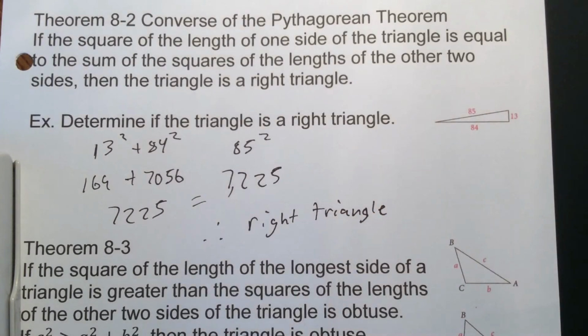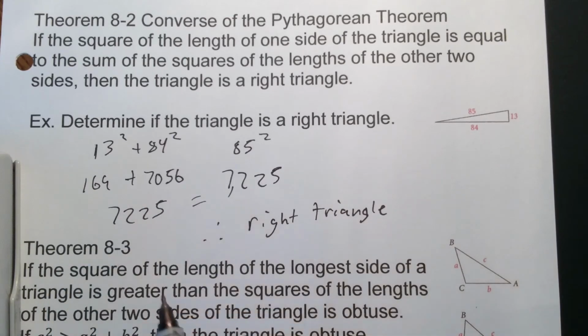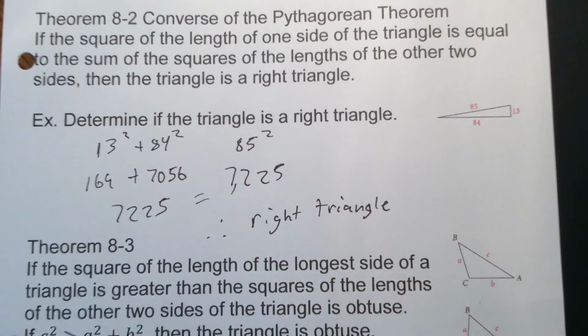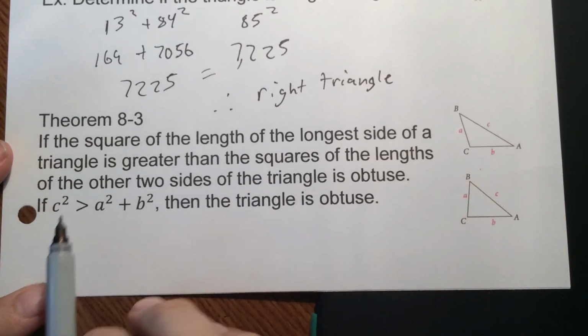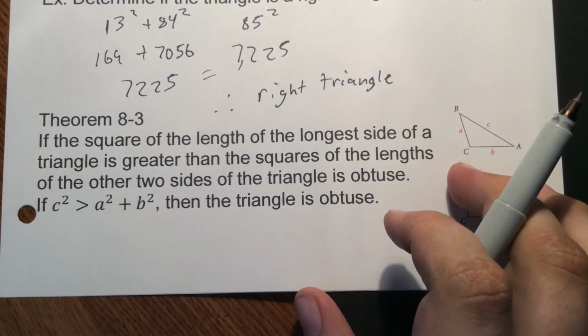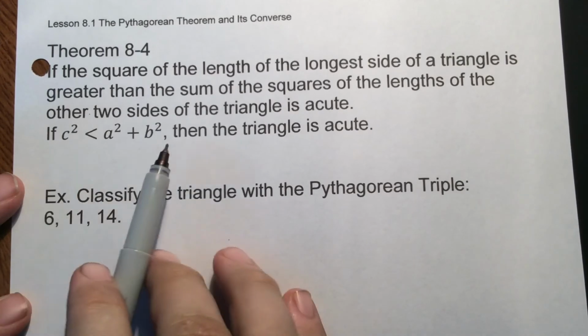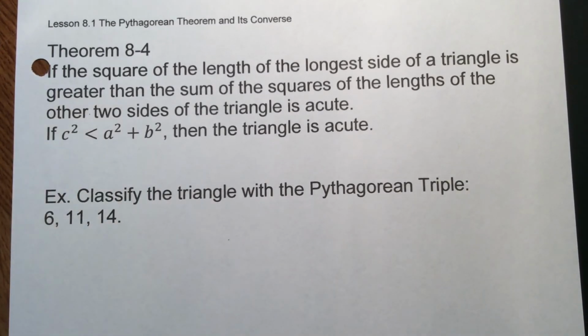If we would have got something different, then we know that's not going to be right. If the hypotenuse would be bigger, then we know it's obtuse. If the two legs would be bigger, then we know it's acute. Which is what we get into next with our Theorem 8.3, which says that if the hypotenuse is bigger, the triangle is going to be obtuse. And guess what? Theorem 8.4 then says that if the hypotenuse is smaller, so if the legs are bigger, then it's going to be acute.